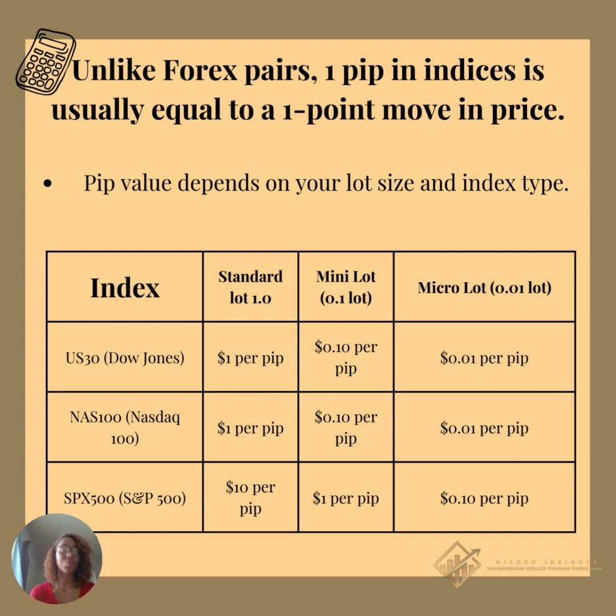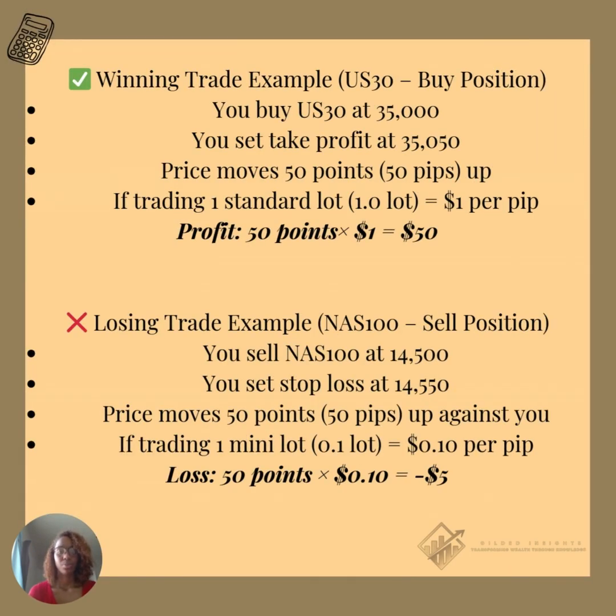All right, so we're just going to get into examples of how to calculate these things. I hope you have written or screenshot this chart down just so you can come back to reference. We're going to do an example of a winning trade and losing trade with an indice. So let's say I want to go in for a buy position with US 30. I've already written my plan. I'm entering at 35,000, and I'm going to set my take profit to 35,050 because I want a 50 point gain. If I have a standard lot, standard moves $1 per pip. I'm going to take 50 points because that's my goal, times it by $1, that equals a $50 gain.